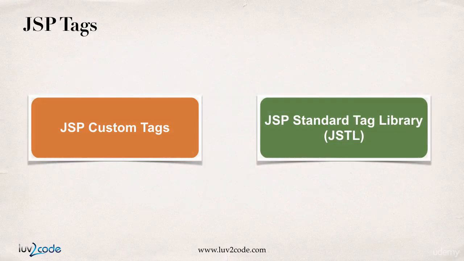So there's actually two categories of JSP tags. One is that you have JSP custom tags. That's where you can write your own custom code and implement that code and use it as a tag. And I'll show you how to do that later in the course. There's also another category called JSP standard tag libraries. So the folks at Oracle, they've created a common set of tags that you can make use of in your JSP environment. And I'll show you how to do that also in this course.